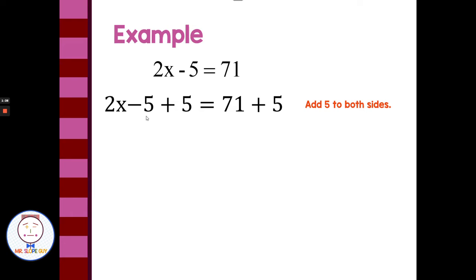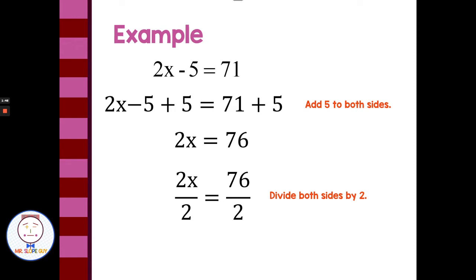On the left side, when I add a negative 5 and a positive 5, they're inverse operations. They zero out and leave 2x. And on the right side, 71 plus 5 gives me 76. Now what's being done to x? Well, x is being multiplied by 2. So we want to do the opposite of multiply by 2. We want to divide by 2. If we divide the left side by 2, we need to divide the right side by 2. And 2 divided by 2 is 1x or x, and 76 divided by 2 is 38. And if we put 38 back in the original problem, it will work for x.